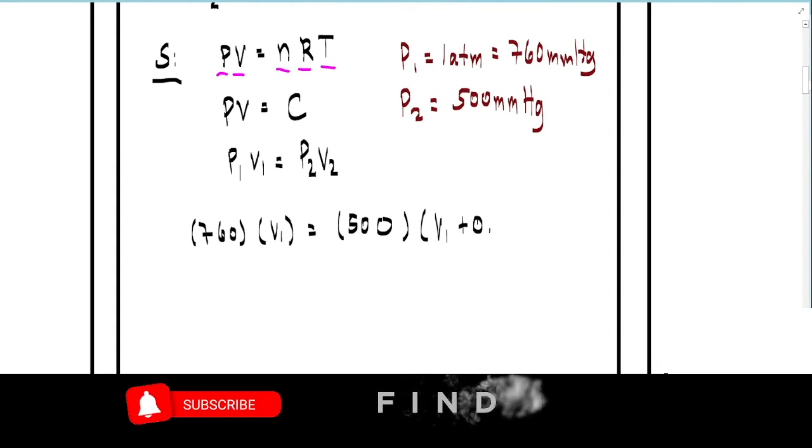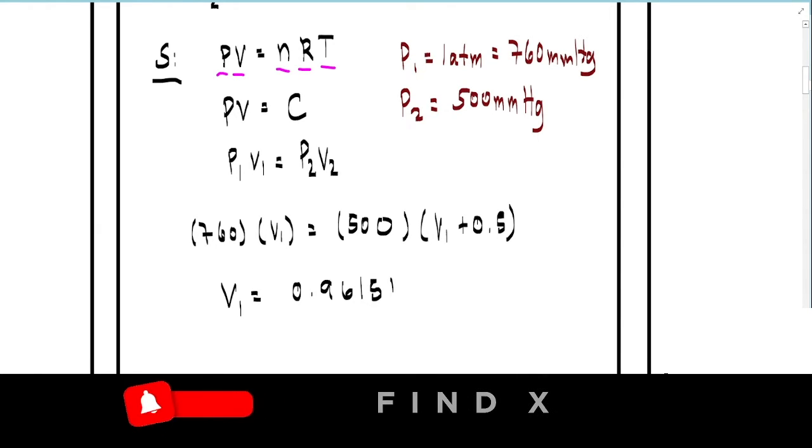From this one, all you have to do is use your calculator, and the final answer that you should be getting is approximately V1 equal to 0.9615 liters. Okay, let's move on to the next one.